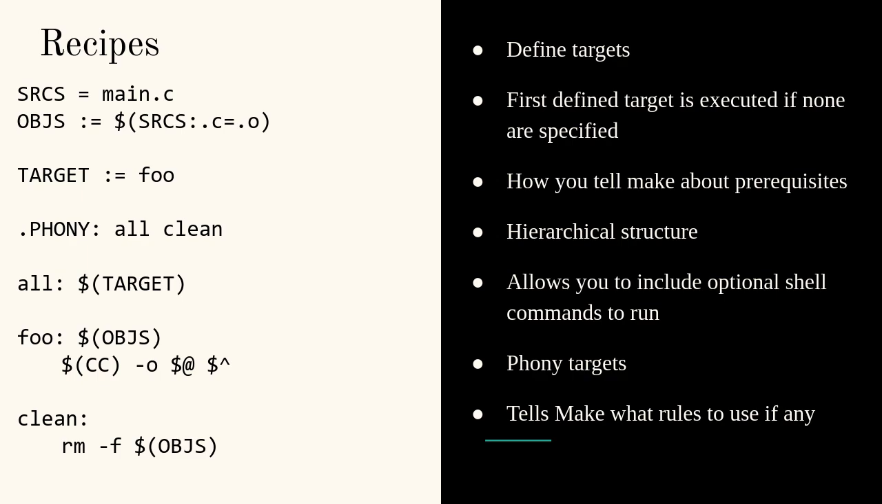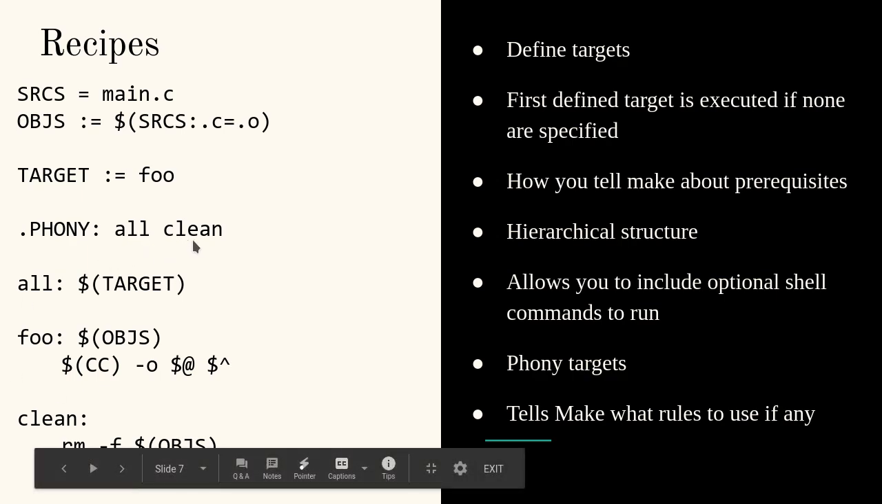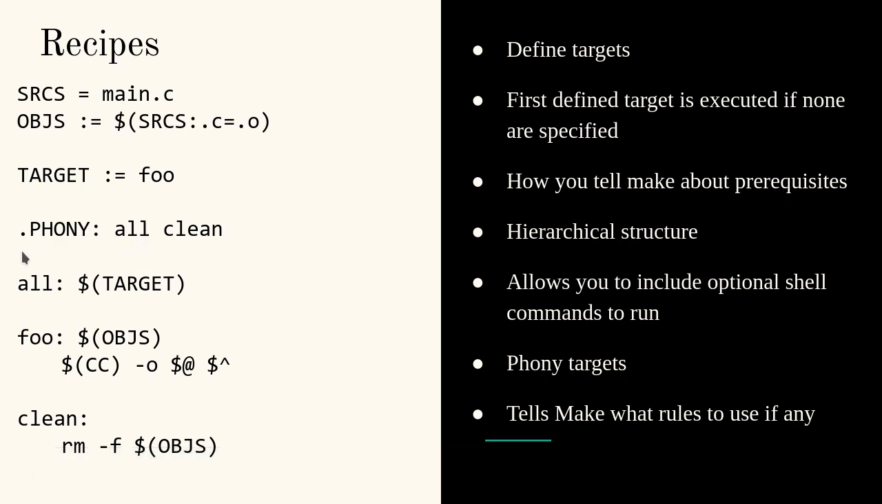So it's using the dot in front. You could have multiple phony targets. That's correct. In this case, we do. We have both all and clean as our phony targets because neither all nor clean produce files. That's the syntax. Anything after that is a phony target. Yes.